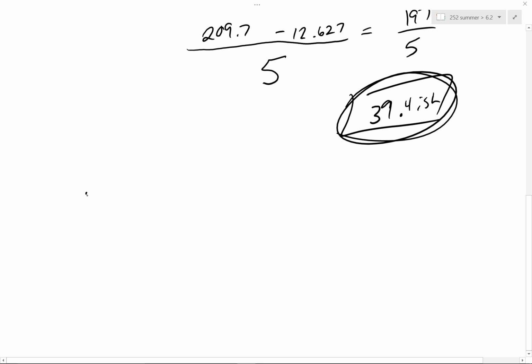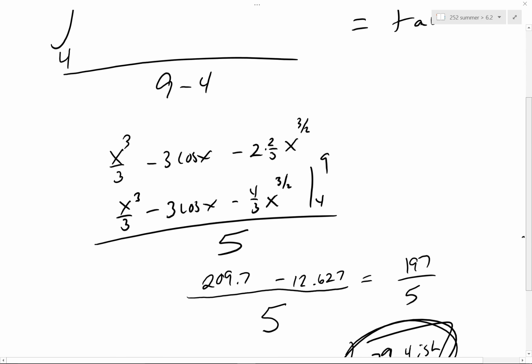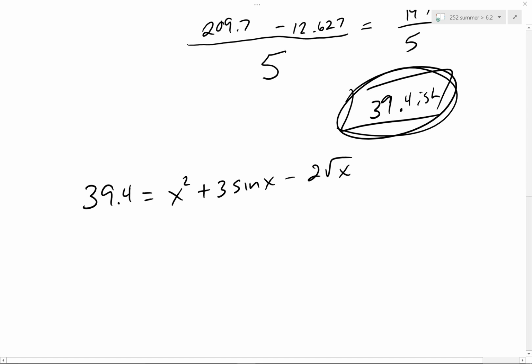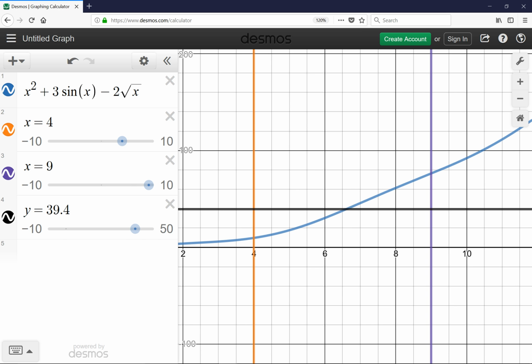Well, where will it occur? I don't know. 39.4 is equal to x squared plus 3 sine x minus 2 square root of x. Oops, square root of x. Now, Jay, how do I solve that problem? I'll tell you what, you solve it very carefully because you can't solve that any way we've ever done it before, because that's just not what we teach. You can't do it.